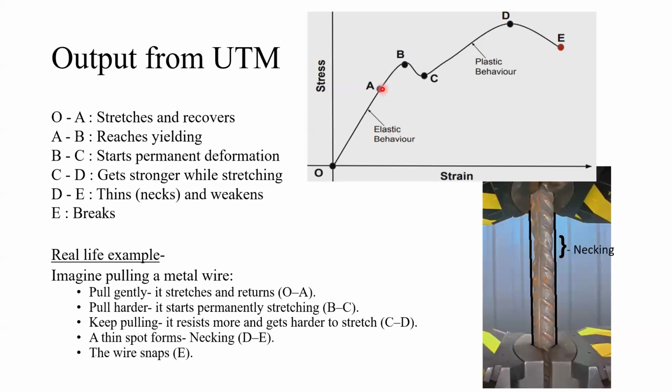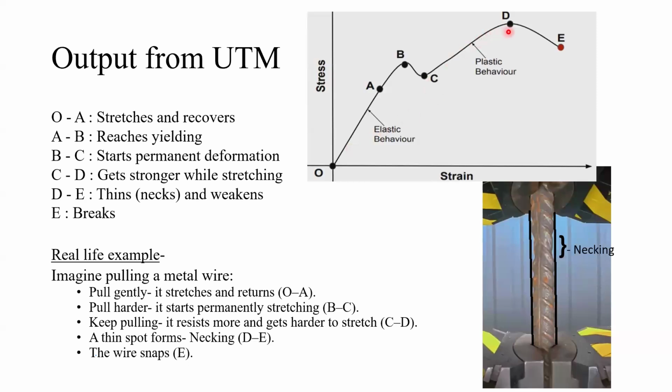The A to B portion is the high yield point, and the B to C portion is called the low yield. Here it permanently starts to get stretched. From O to A, if you stretch or compress a particular material, it will come back to its normal position. But from A to C or B to C, once the expansion has happened, it is not going to get back to its same place.